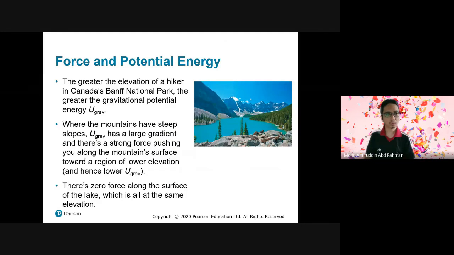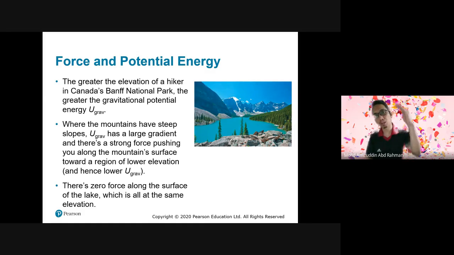Alright, so let's say we have an example of a hiker in Canada's Banff National Park: the greater the elevation, the greater the gravitational potential energy. When the hiker climbs the hill, of course, they will have the highest potential energy at the peak. When the mountain has steep slopes, the U graph has a large gradient and there's a strong force pushing you along the mountain surface towards the region of lower elevation. There's zero force along the surface of the lake, which is at the same elevation.